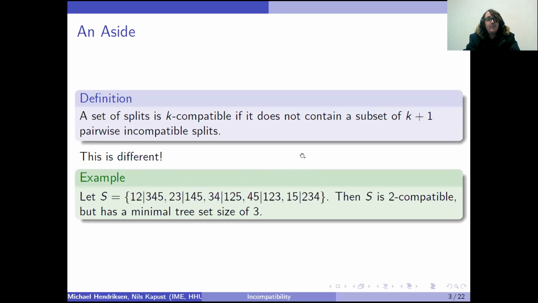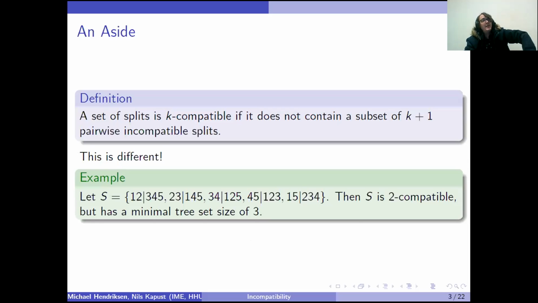And you can see it's not hard to show, for instance, that the minimal tree set size has to be larger than the K in the K-compatibility. But I would argue that the minimal tree set size is a bit more natural, more sellable to biologists, I guess.